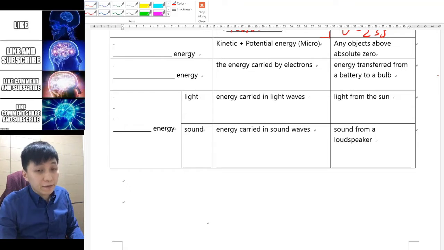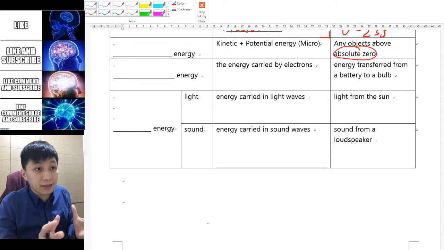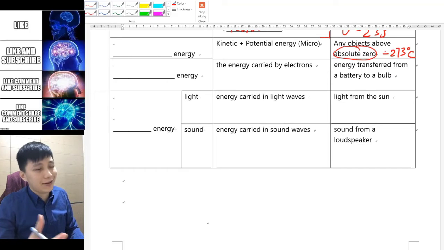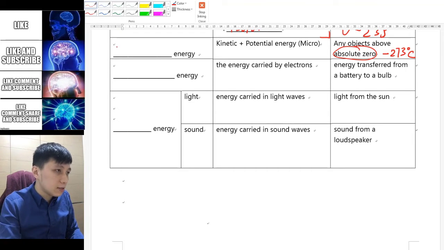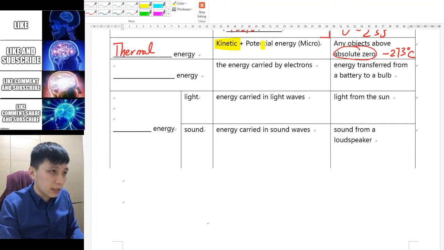Next one you can guess easily from the example, and that is any object above absolute zero. Absolute zero is a temperature where the atoms stop vibrating. It's the lowest temperature we can get, and in case you don't know, it's -273 degrees Celsius. We'll talk more about this in a later chapter, and this obviously is referring to the thermal energy.